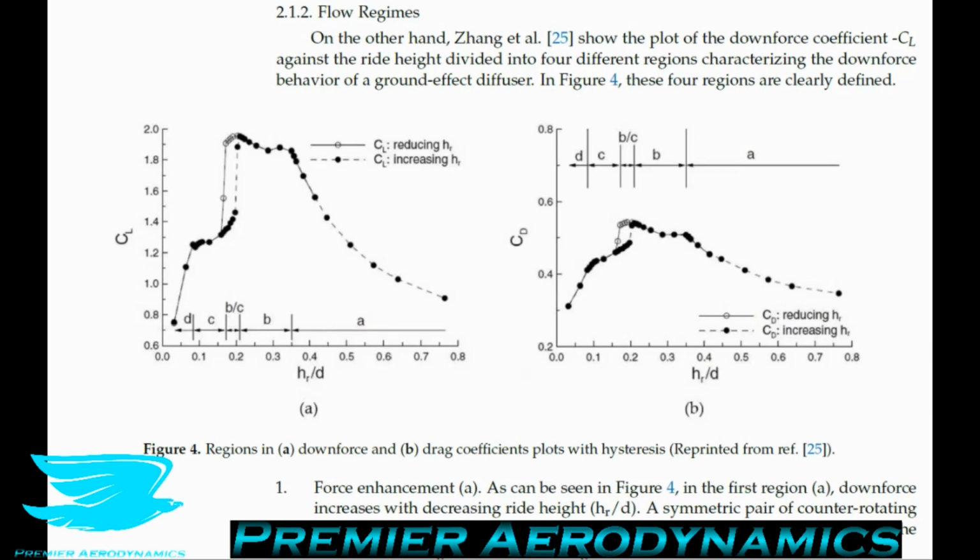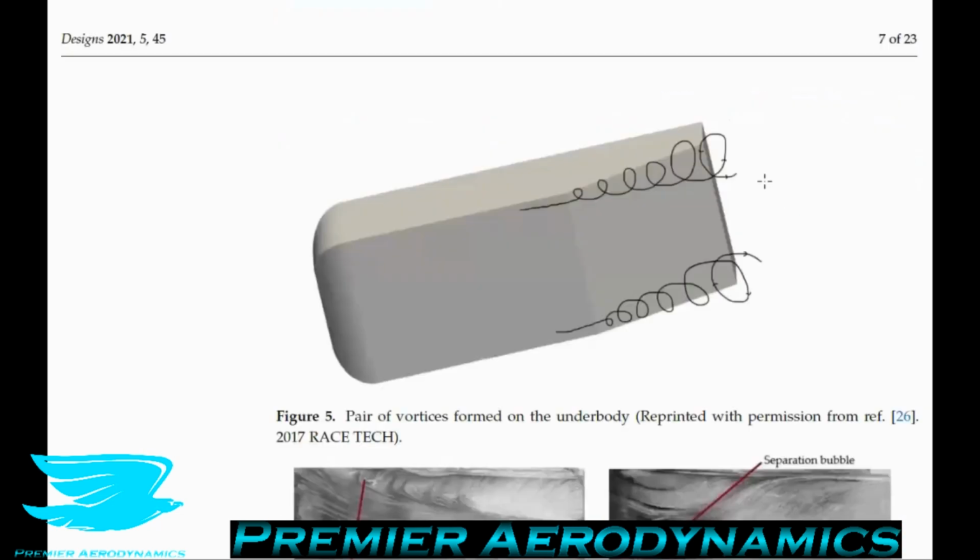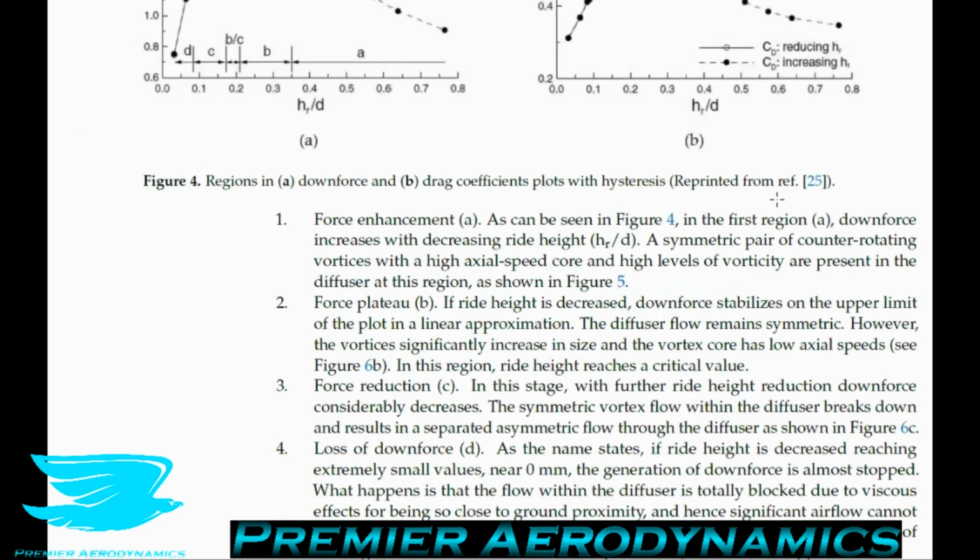So in this force enhancement region, as can be seen in figure 4, the first region, A, downforce increases with decreasing ride height. A symmetric pair of counter-rotating vortices with a high axial speed core and high levels of vorticity are present in the diffuser at the region. So let's look at figure 5, which has this. So they have the armored body, and as I mentioned, with the slant angle. So that when that slant occurs, you then start to get 2 vortices occurring, one on each side, and they're counter-rotating. And this is important for later. We'll see how this affects the downforce, but this is a major contributor here.